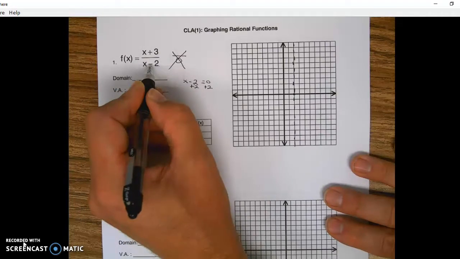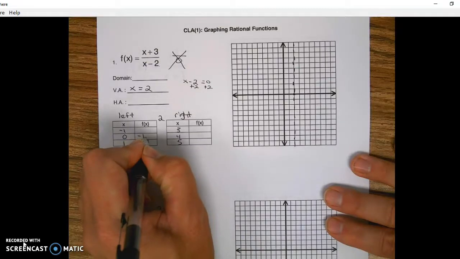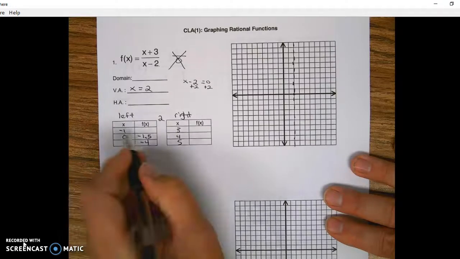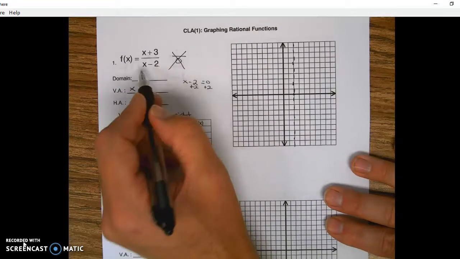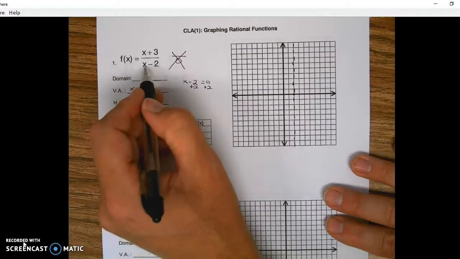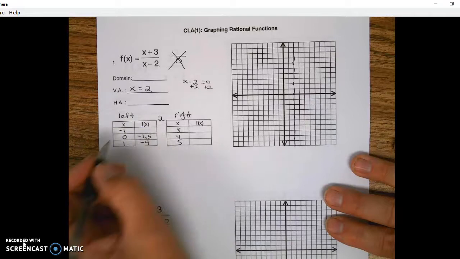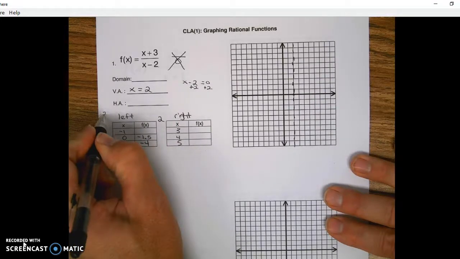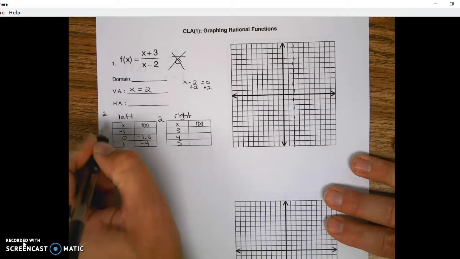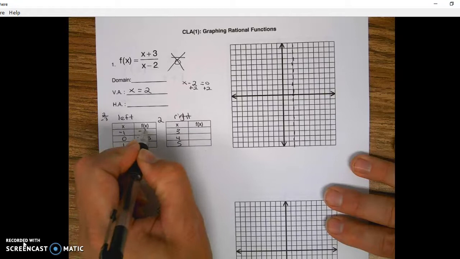0. Plugging 0 in, we have 0 plus 3, which is 3. 0 minus 2, which is negative 2. So 3 over negative 2 is negative 1.5. Plugging negative 1 in, we get 2 on top. And plugging negative 1 in, we get negative 3 on the bottom. So again, that's going to be 2 over negative 3. So negative 2/3.